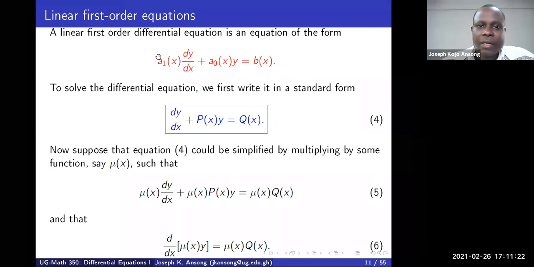All right, now if you divide through by this guy, suppose it's not equal to 0, you can put this in a form like this. This is called the standard form of the first order linear differential equation, dy/dx plus p(x)y is equal to q(x). Okay, so remember this form. When you have an equation that looks like this, then you call it a linear first order equation.